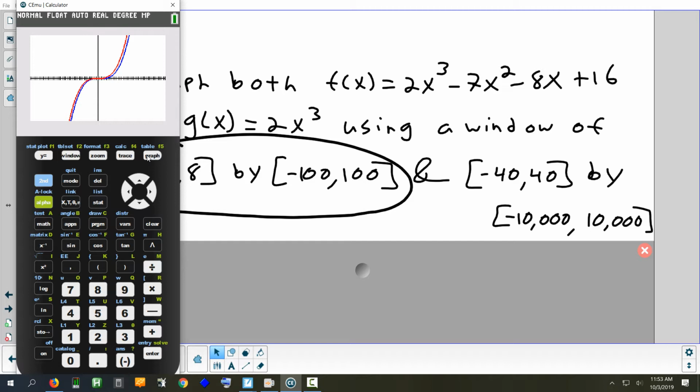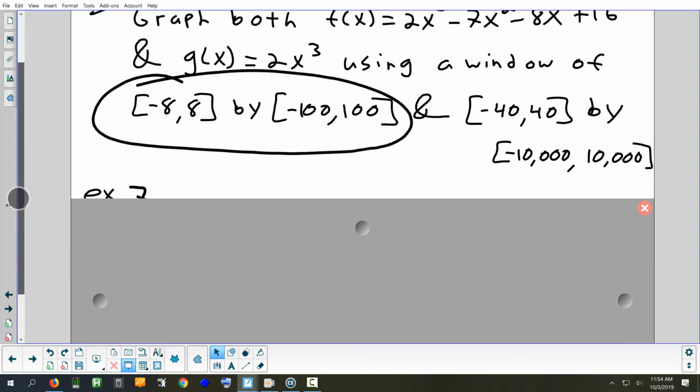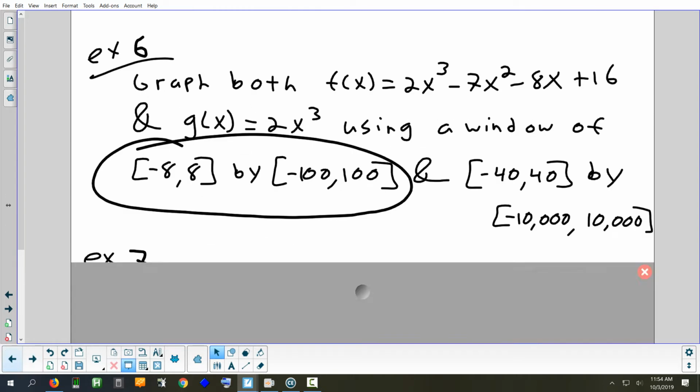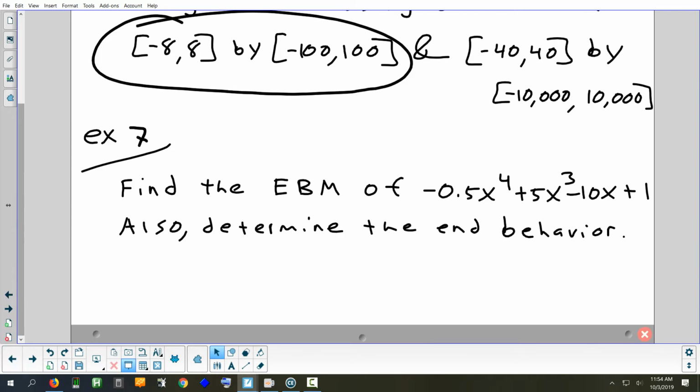Okay? We know there's a lot of twists and turns happening in the middle because they didn't look the same when we zoomed in, but they do when we zoom out. Okay? So that's all I wanted you to see from that one. Okay, and the last one is to find the EBM and then tell me if it's up, up, up, down, down, down, up, up, whatever it is.